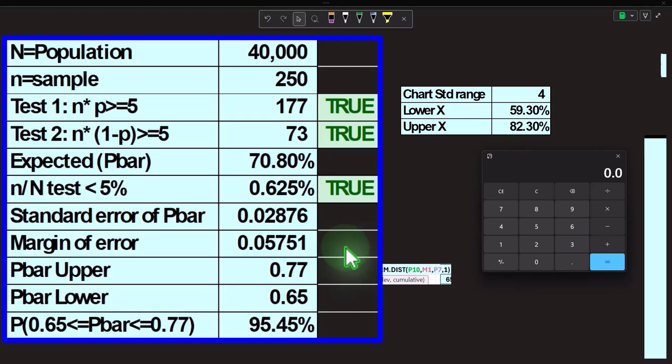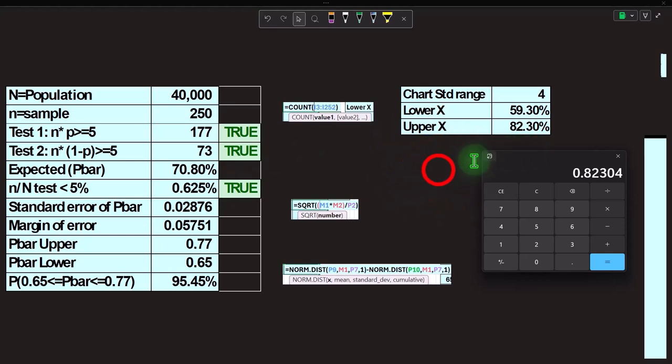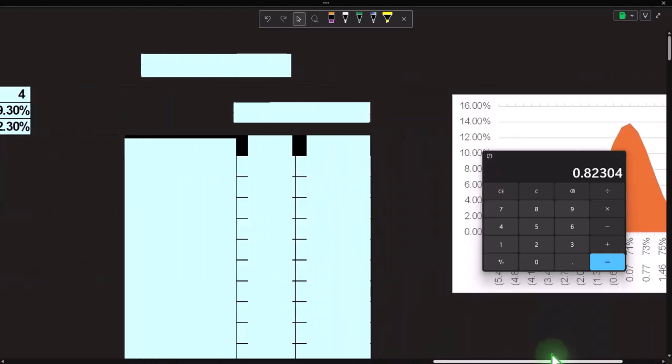We're going to say 0.02876, this number, times 4, plus this number, the middle point, 0.7080, and that gives us 0.823. All right, muy bien.